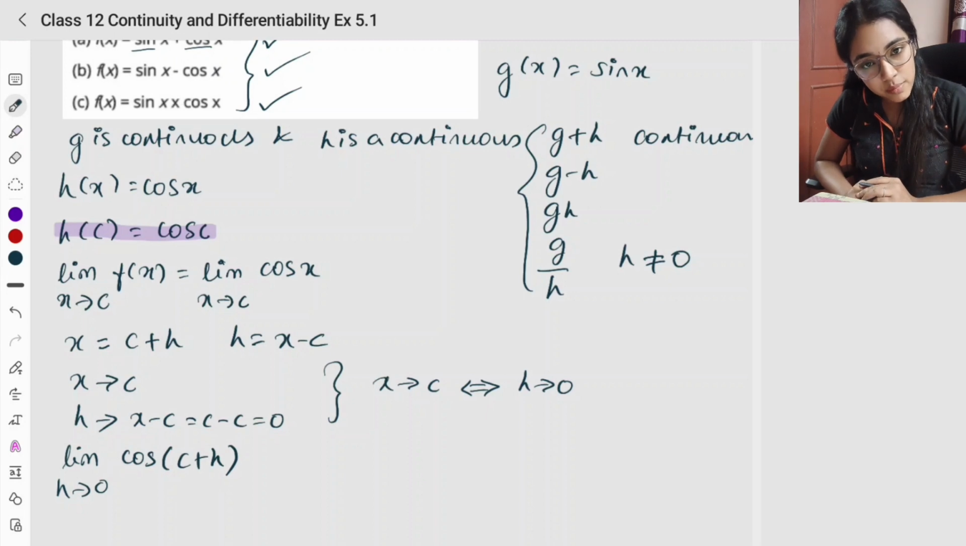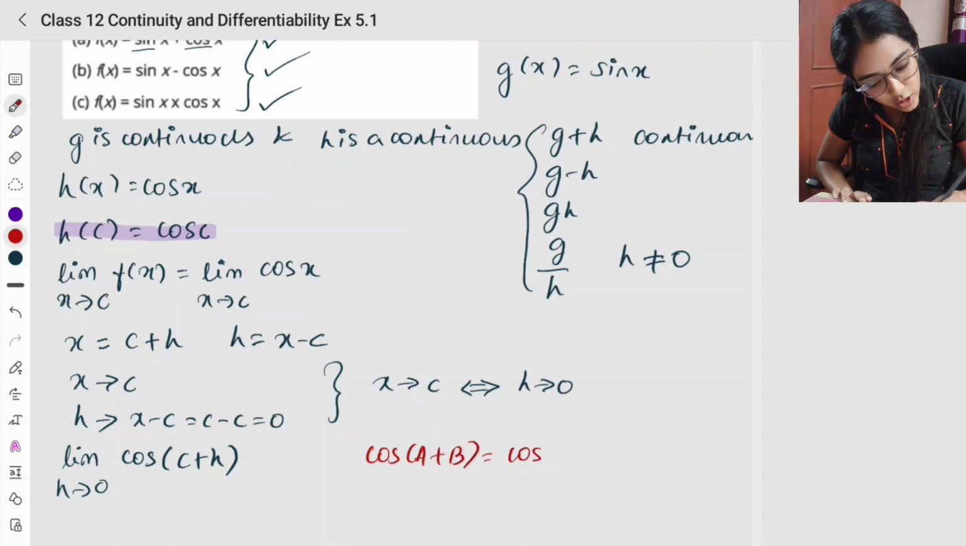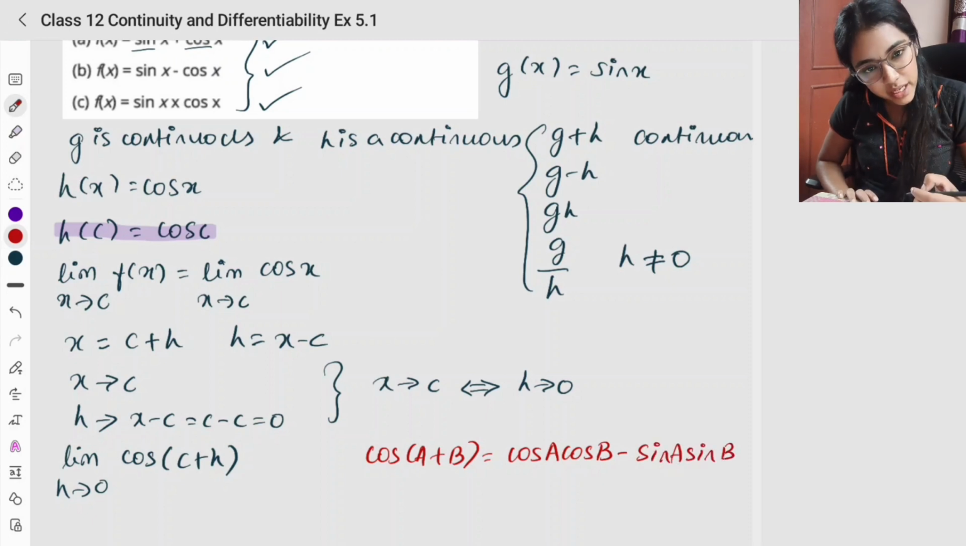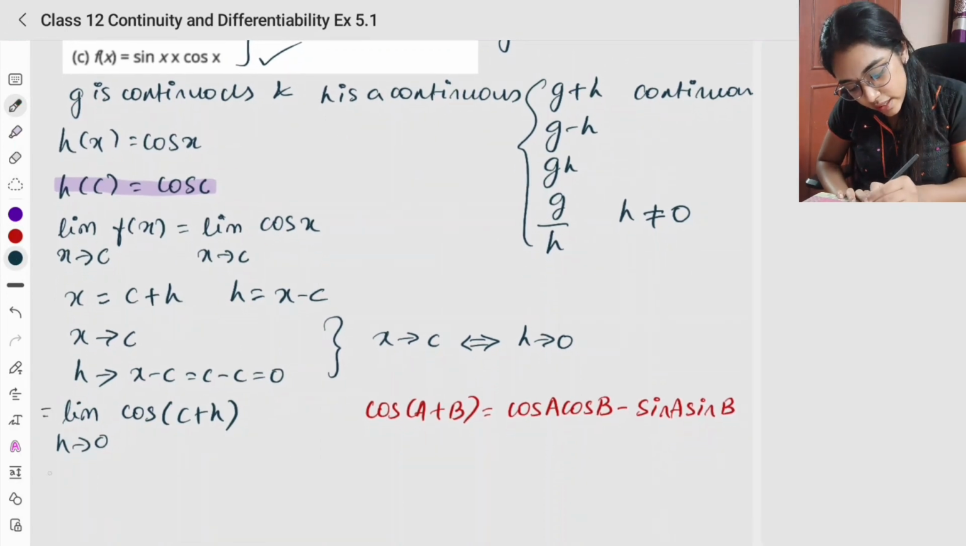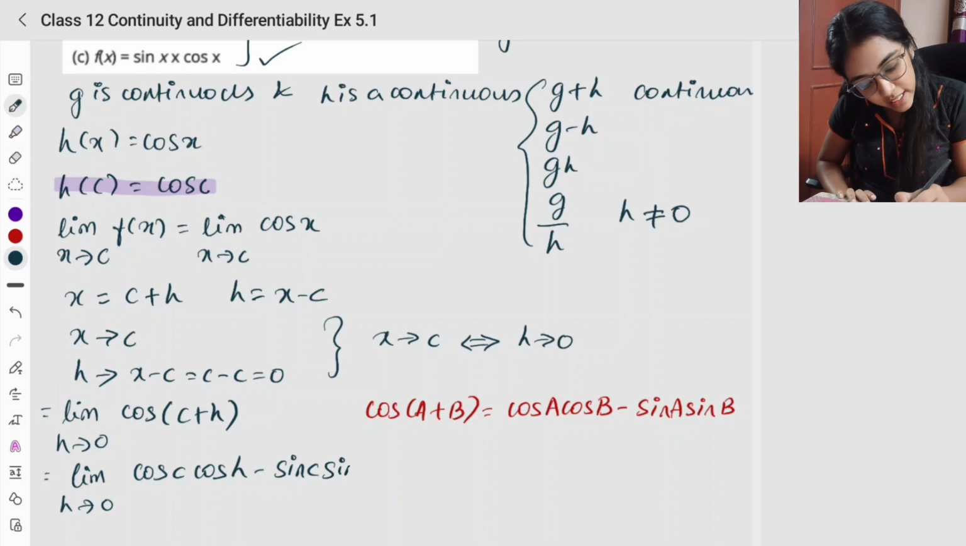Okay? So this is of the form cos of a plus b. Cos of a plus b என்ன formula தெரியும்? Cos of a plus b is going to be cos a cos b minus sin a sin b. Correct? Plus இருந்ததுனா minus, minus இருந்ததுனா plus. Okay. Now applying the formula, what will I have? Limit h tends to 0 of cos a cos b minus sin a sin b.